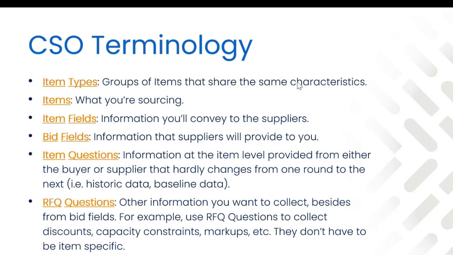For basic terminology, we have item types. Item types are the group of items that share characteristics that we build into CSO. The events can have multiple item types. We also have items, which are the articles that you're sourcing, and items are inside these item types. There are several fields in CSO, but the basic fields that we are going to work with, most of them.